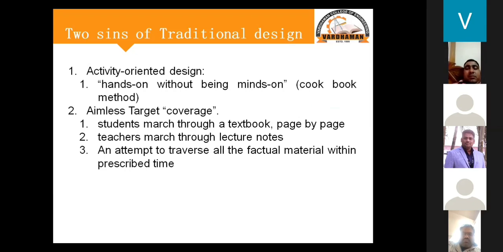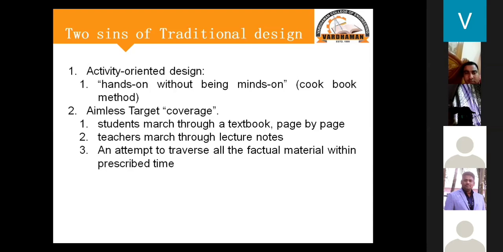Moving on, this is from a literature which speaks about the two sins of traditional design. When people speak about outcome-based education, they always speak about activity-based learning and practice-based learning. Moving to activity-based learning and practice-based learning, people think that they are an outcome-based education system. Following Bloom's taxonomy, people believe that they are following outcome-based education.